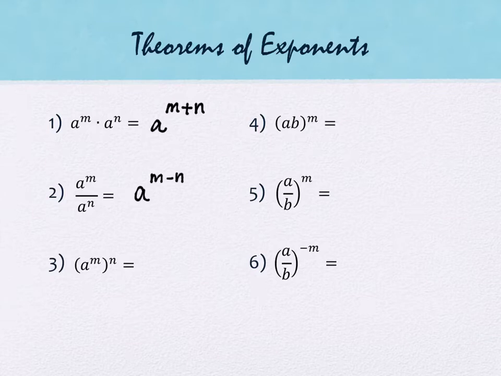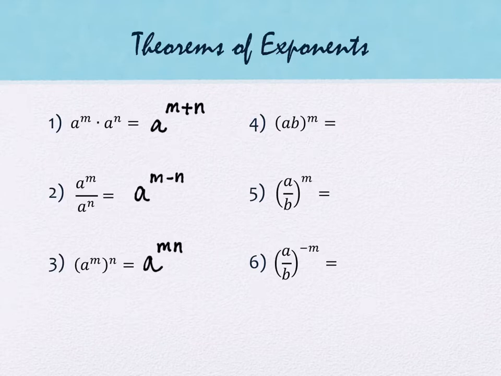Now number 3 looks kind of like number 1. You'd have 2 exponents. There's multiplication going on, because at least it seems like it, because there's these parentheses. But what happens is you're actually taking the a to the m and you're raising it to the power n, not multiplying it by something else with a power of n. So this one gets the exponents multiplied instead of added. So an exponent raised to an exponent is multiplication.